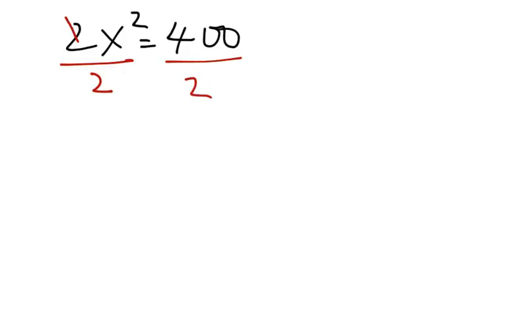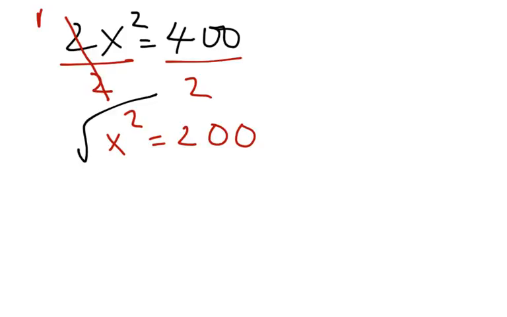This 2 divided by 2 is going to turn into 1, so technically I have 1x squared. On the other side, I'm going to have 200. You can write the 1 or not write it, but you know that there's a 1 in there. Now the x squared is by itself already, so I can apply the square roots on both sides.